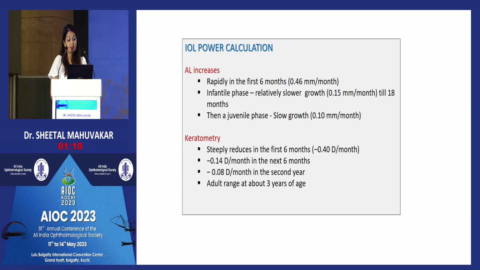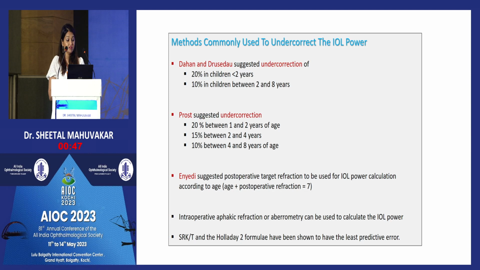Now, IOL power calculation again is a very important consideration to take into account, because the axial length increases rapidly in the first 6 months, and later on it increases slowly, but it increases almost till 8-9 years of age. Keratometry also rapidly reduces in the first 6 months, and then it stabilizes at around 2 to 3 years of age. So these are the considerations we need to take into account while calculating an IOL. There are different methods which undercorrect, because the myopia happens later on.